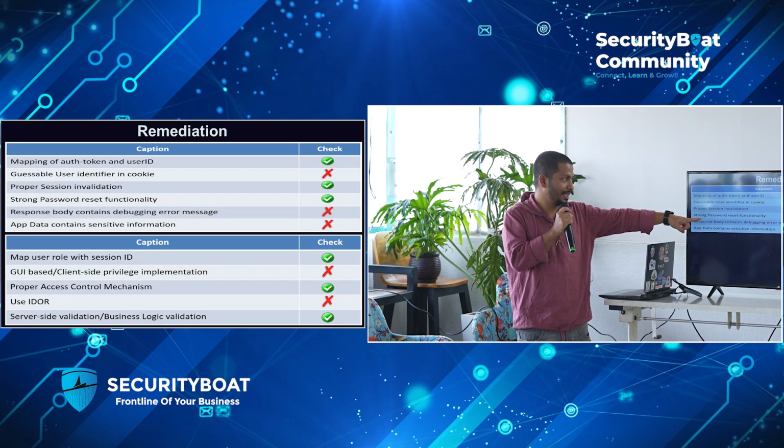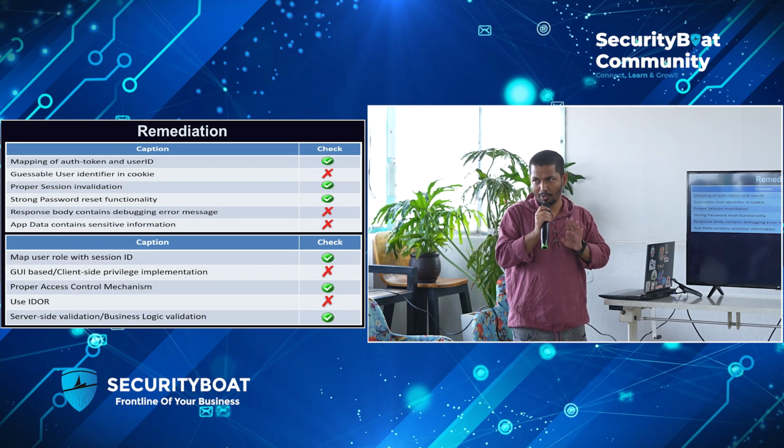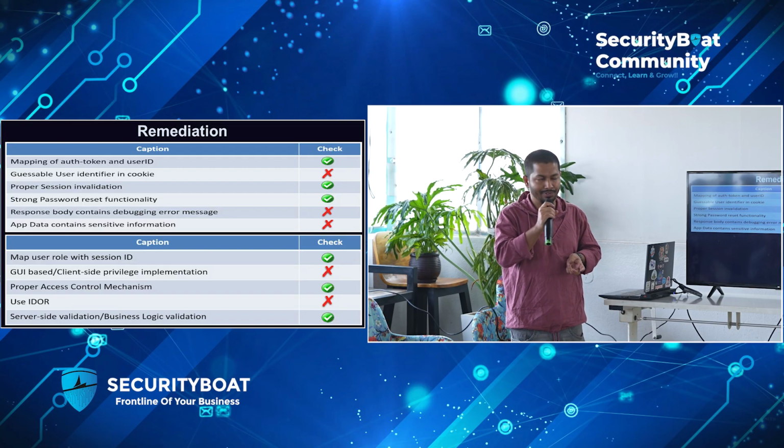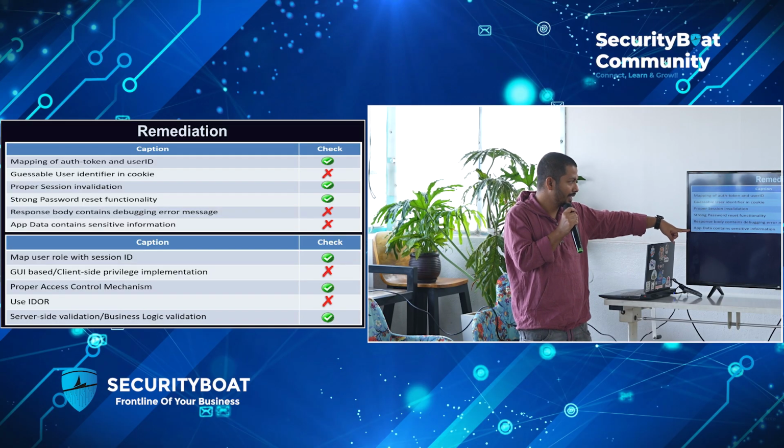Response body contains debugging error messages. So, in a production application, debugging should never be enabled. Also, for any server-side errors, detailed error messages should never be sent to the client. Only generic error messages should be there. Otherwise, an attacker will try to find more sophisticated attacks.